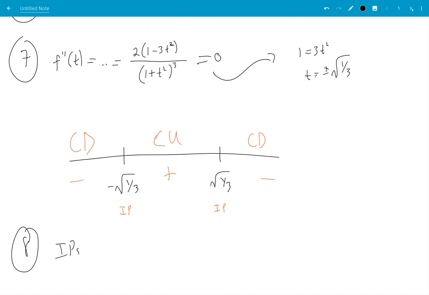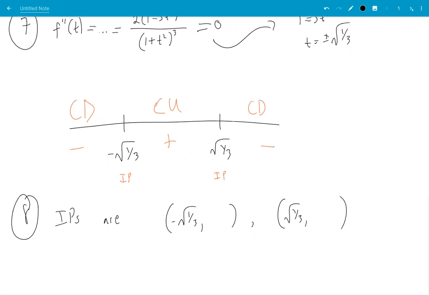The IPs are... so to find these y values, I would take, say, negative root a third, plug it back into my original function f, calculate and get a quarter in both cases.